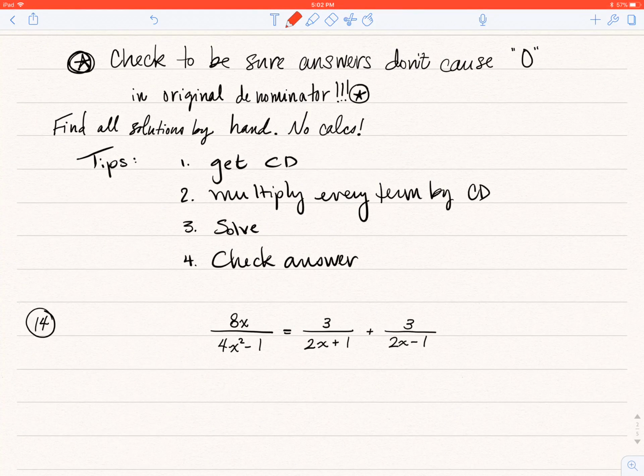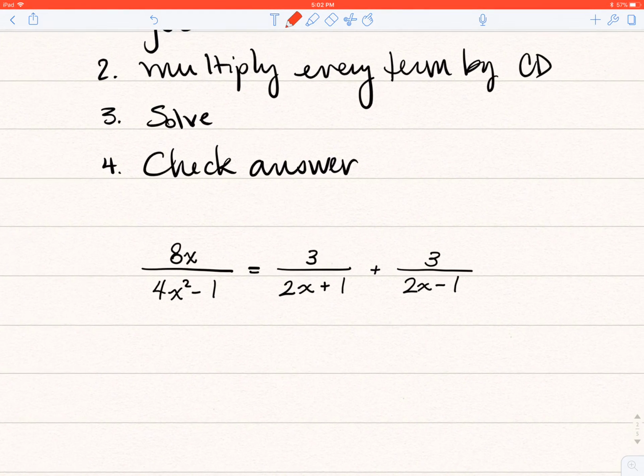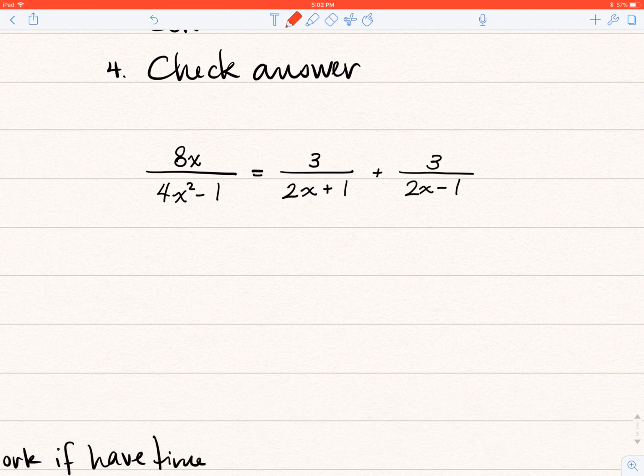Some tips that I have. First of all, get a common denominator. That's what CD stands for, get a common denominator. So let's take a look at number 14 first, and let's talk about getting a common denominator. Often, in order to get a common denominator, you have to look at all your denominators and make sure they're factored completely. And I noticed that my first denominator is not factored completely. I can factor that to 2x minus 1 times 2x plus 1.